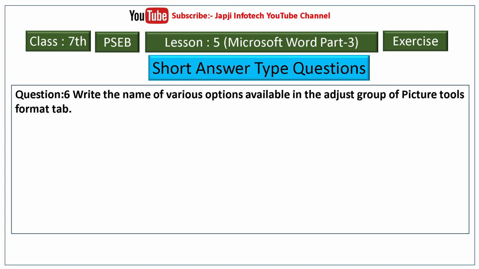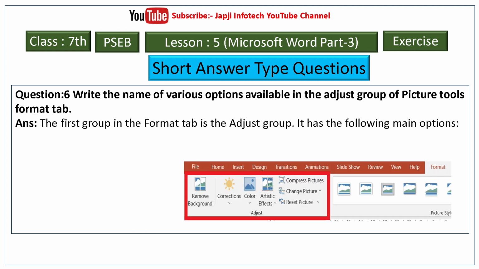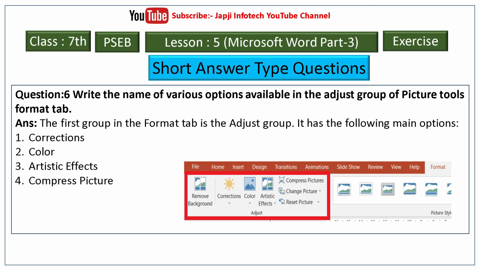And the sixth question is, write the names of various options available in the adjust group of picture tools and format tab. So the first group in the format tab is the adjust group. It has the following main options. The first one is correction, second one is color, third one is artistic effect, fourth one is compressed picture, fifth one is change picture, sixth one is reset picture and seventh one is remove background.